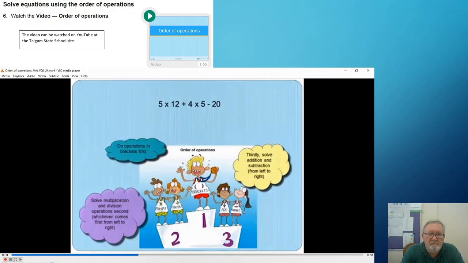Now that we know these rules, let's solve the equation. There are no brackets, so we need to do the multiplication operations first. There are 2 in this equation, so we start from the left and then work right. And once again, working from left to right, we add and then subtract. So, 5 multiplied by 12 equals 60. 4 times 5 is 20. Next we add those 2 and we get 80. And then we take away 20. 80 take away 20 is 60.